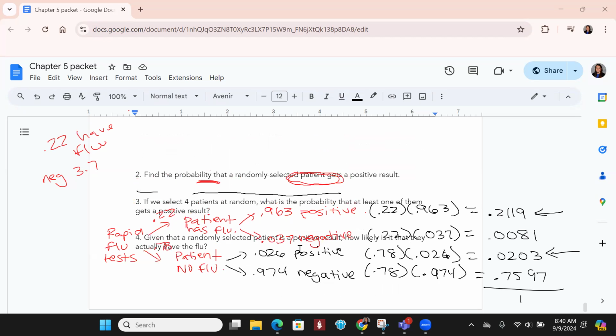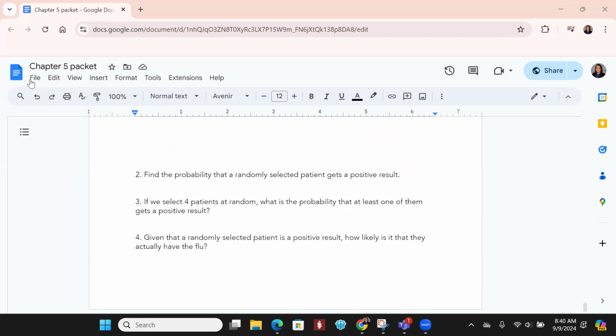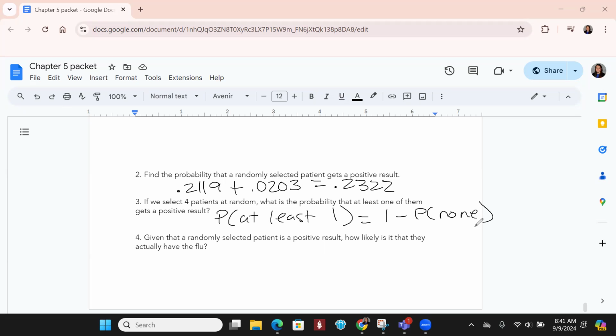Okay, so I'll scroll up. So again, this is going to be 0.2119 plus 0.0203. And that's going to be 0.2322. Now, if we selected 4 patients at random, what's the probability that at least one of them gets a positive result? Okay, so the probability of at least one is the same thing as saying the probability of none, right?